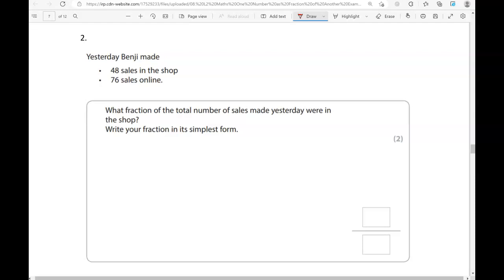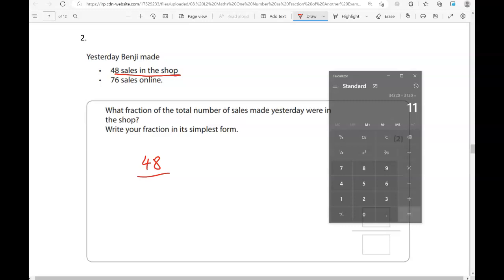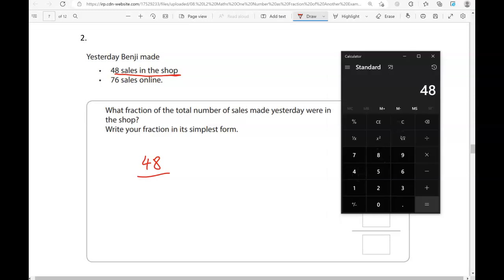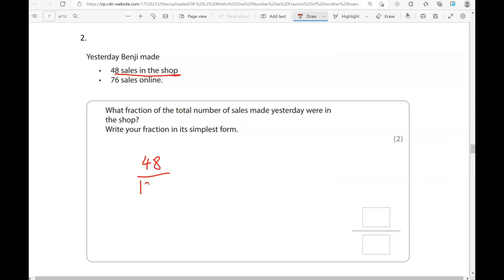Yesterday Benji made 48 sales in the shop, 76 sales online. What fraction of the total number of sales made yesterday were in the shop? Write your fraction in its simplest form. So shop sales, that is 48 out of the total, which is 48 and 76, so it's 124.